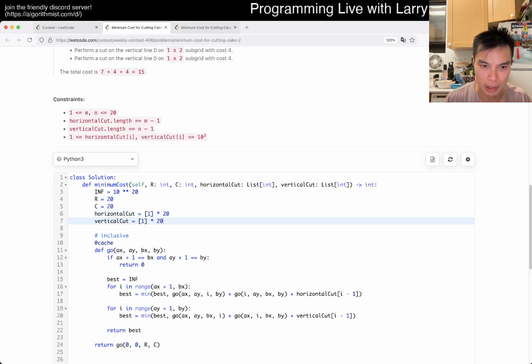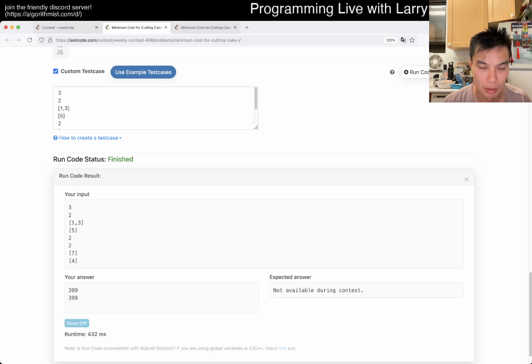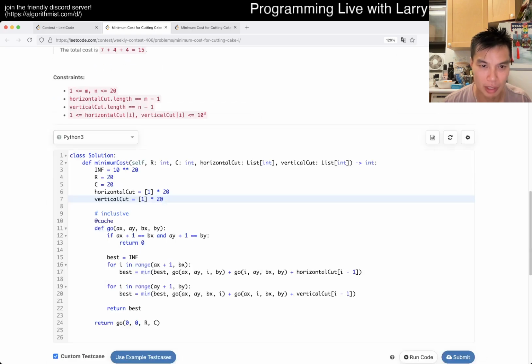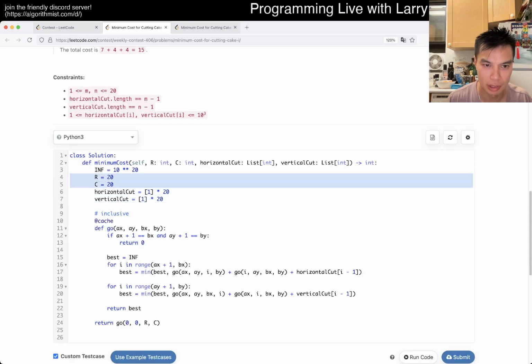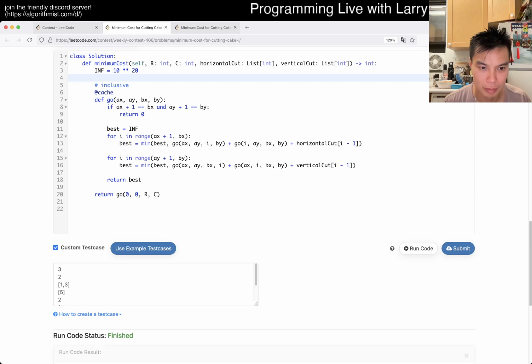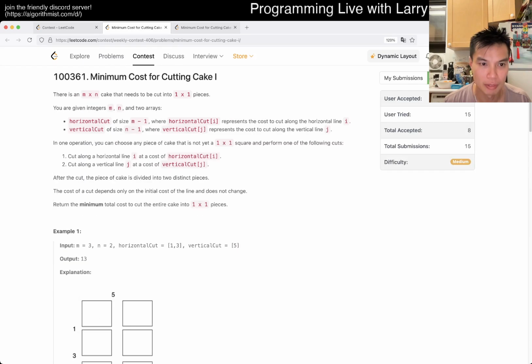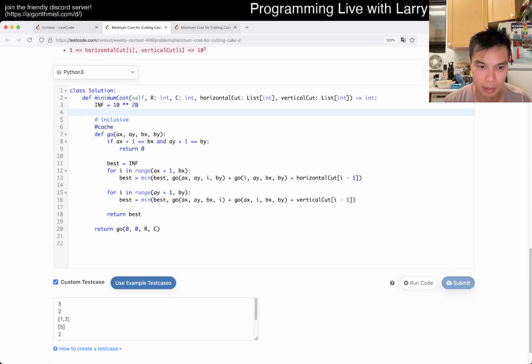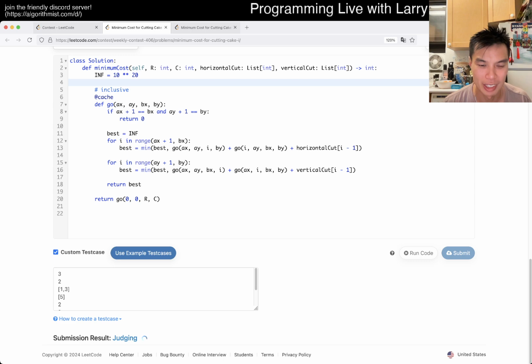Trying to be a little bit responsible and be a little bit slower. I mean, I guess that's fast enough. I don't know. We'll see. 13 and 15, right? Okay. YOLO. Please work. And no timeout.